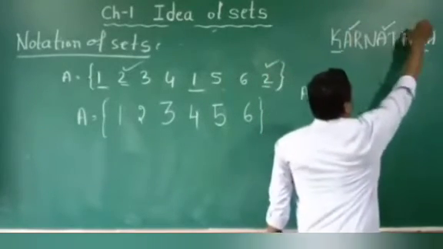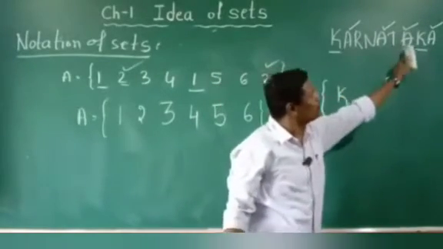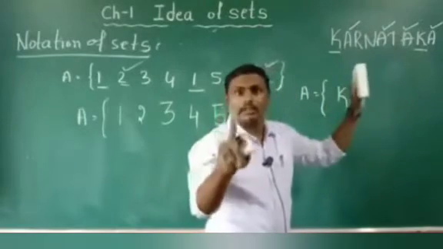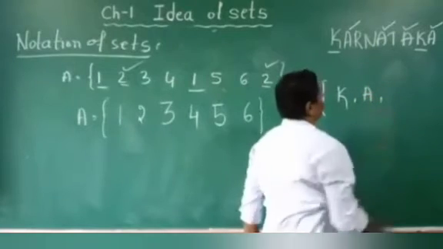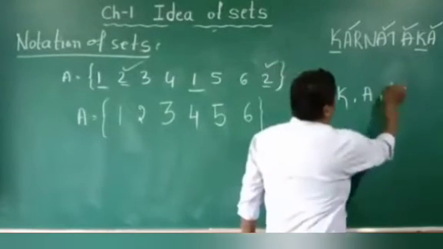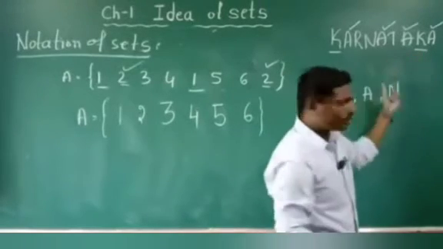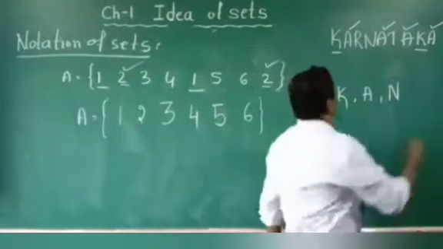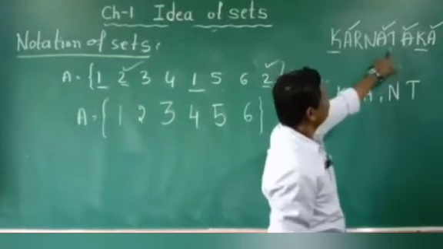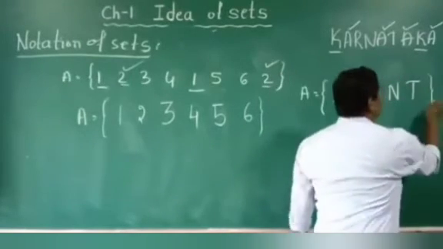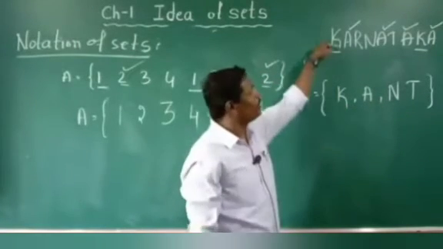A. How many times does A repeat here? 1, 2, 3, 4 times. But you need to take it as one time only. K, A. Next one, N. Is there any other N here? No. So N is a non-repeated letter. Next one, T. Right? So these are the letters which exist in the word Karnataka.